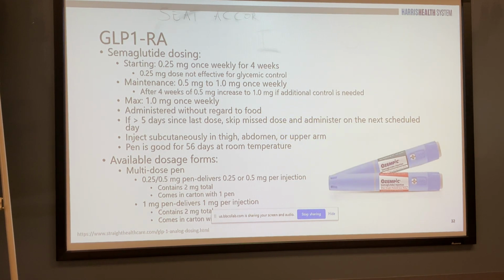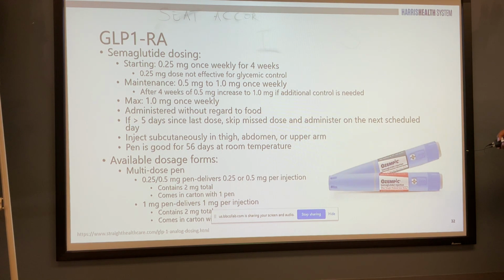All right, so our last one is the Ozempic or the semaglutide. Same thing, they have a starting dose that's not effective for glucose control of 0.25 milligrams once weekly for 4 weeks. After that initial 4 weeks, they go up to their maintenance dose, and then you can titrate up again to the max dose of 1 milligram weekly. If they miss more than 5 days from their last dose, they would skip the dose and go into their next scheduled dose, but try to keep it once weekly, consistent on the same day.